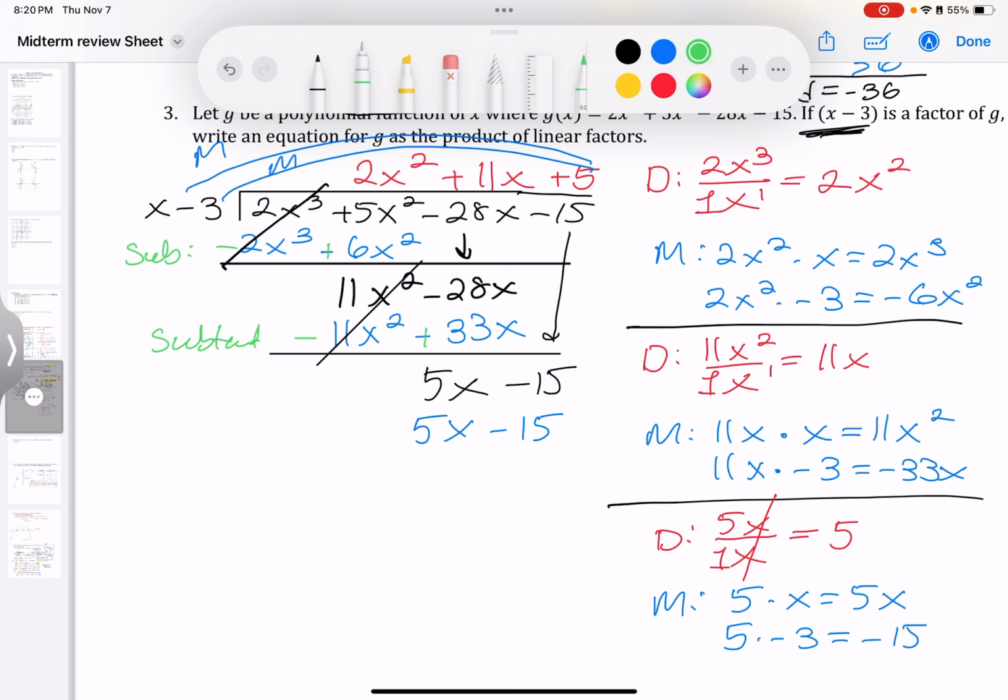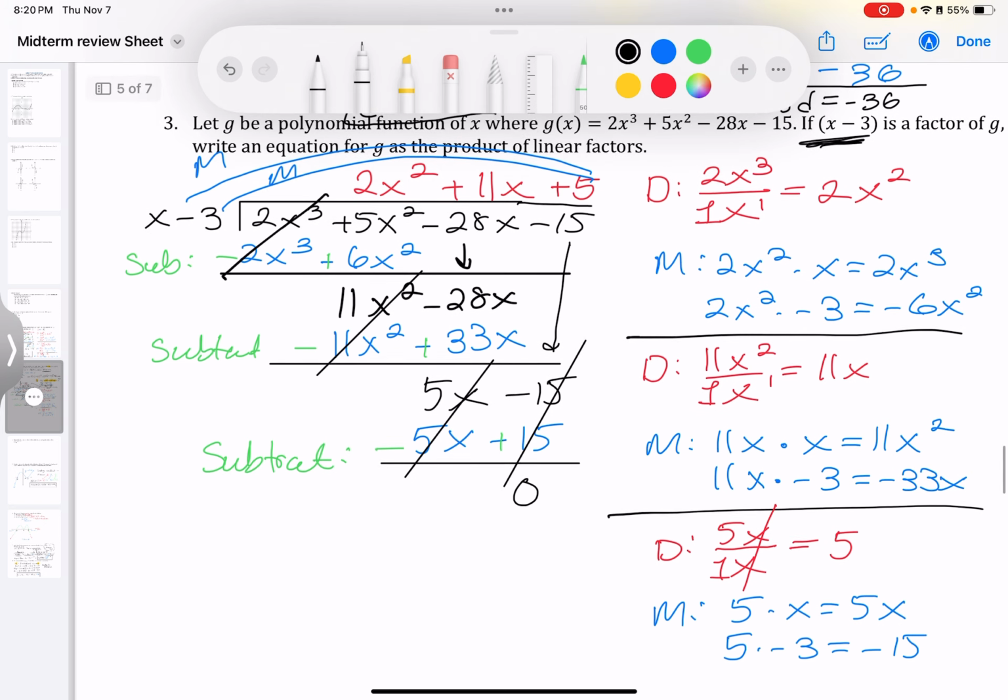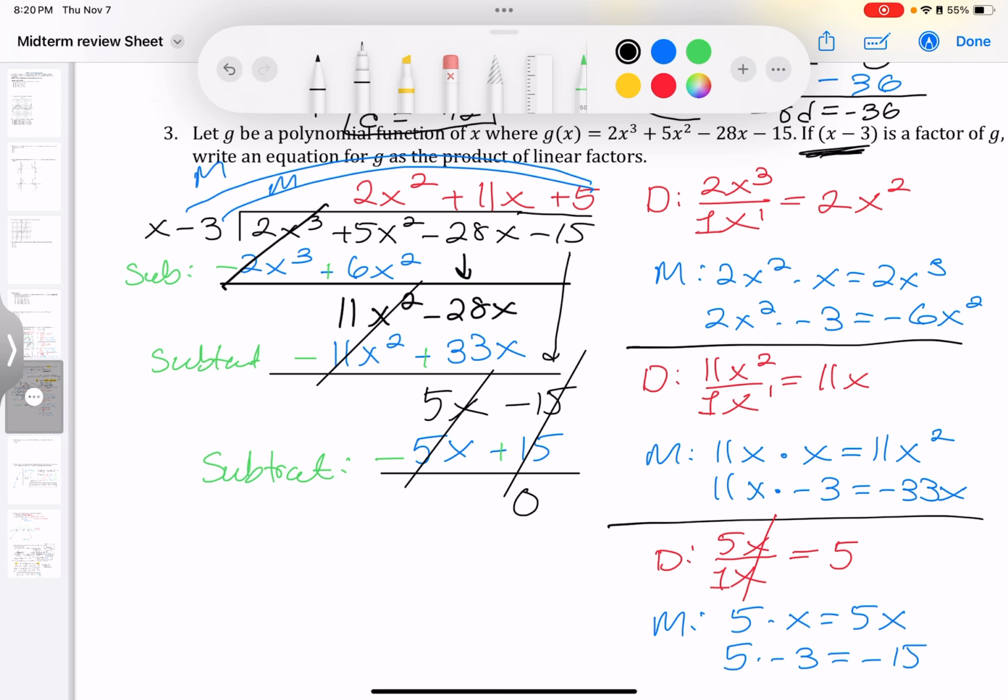And then, once again, we're going to subtract. Subtract the 5x's. And when you subtract negative 15, that becomes adding 15. The 5x's cancel. Negative 15 plus 15, that is 0, because that also cancels. And that makes sense. Because x minus 3 is a factor of the polynomial, the remainder should be 0.